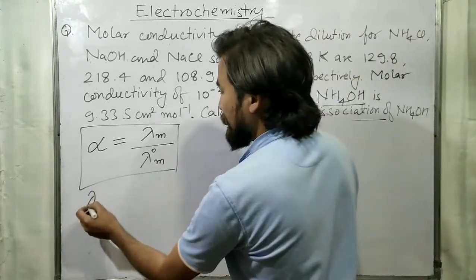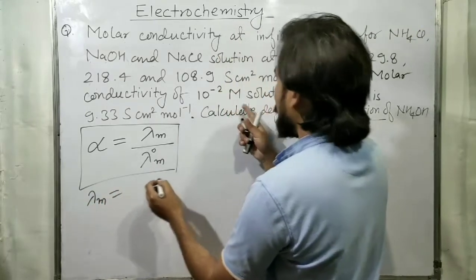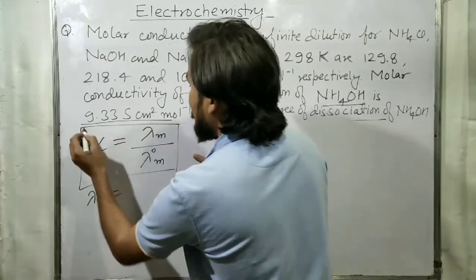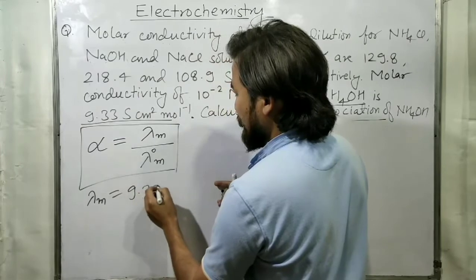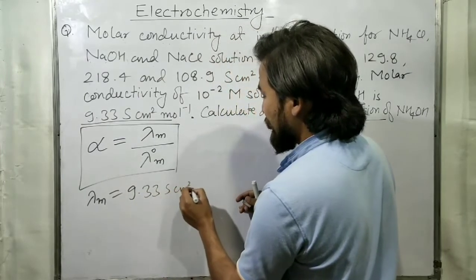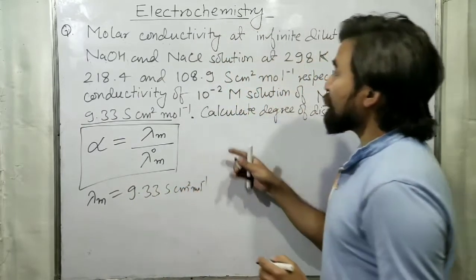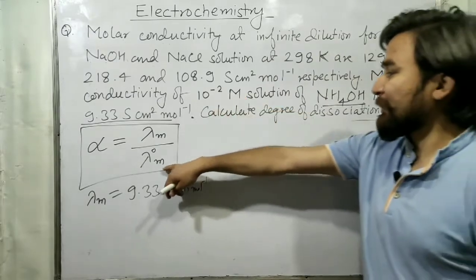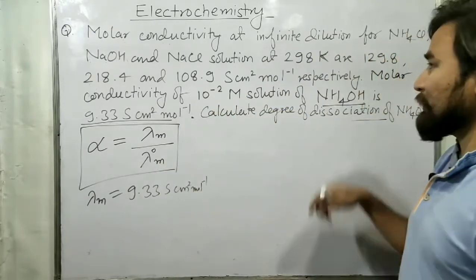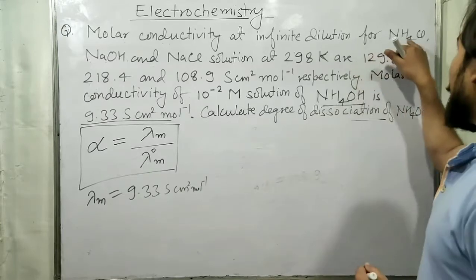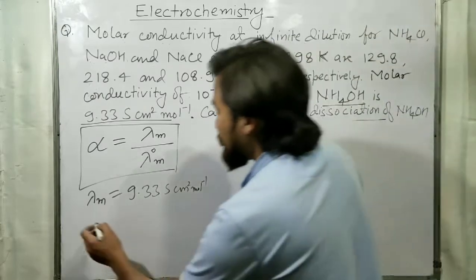So lambda m is equal to what? Lambda m is equal to 9.33 Siemens centimeter square per mole. Now what do we have to find? We have to find lambda naught m for NH4OH. So how will we find it? Lambda naught for NH4Cl and NaOH and NaCl is given.